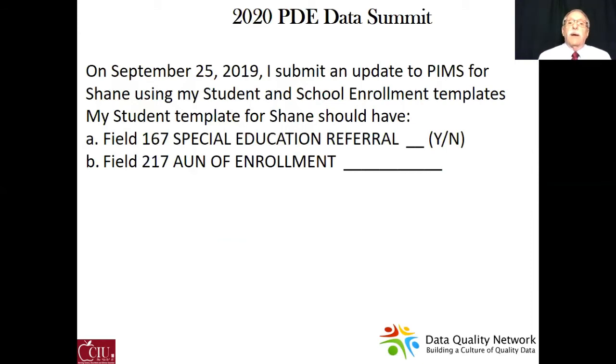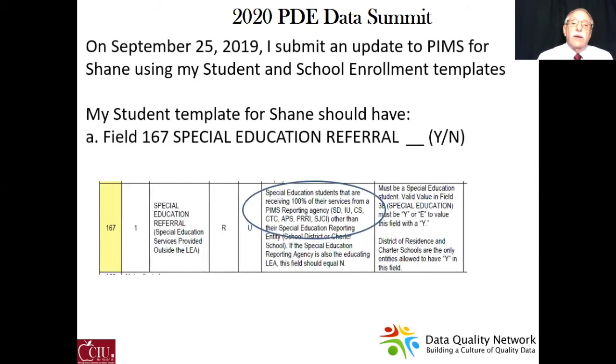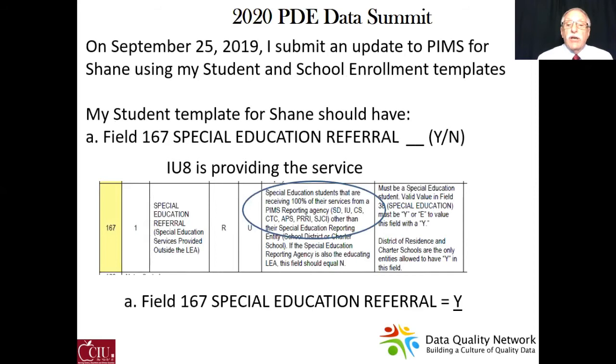So I need to submit an update to PIMS because it's good practice, but September 25. I'm going to use my student and school enrollment templates. My student template for Shane should have what in field 167 for special ed referral? Well, if we have a look at the manual, special education referral, if 100% of the service is being provided by someone who reports to PIMS, that should be a Y. I believe IU8 is providing the service, and IU8 does report to PIMS. So that special education referral answer should be a Y for 167.